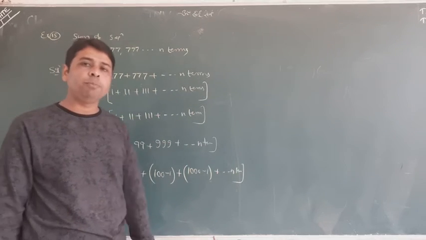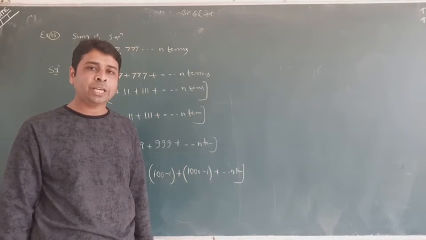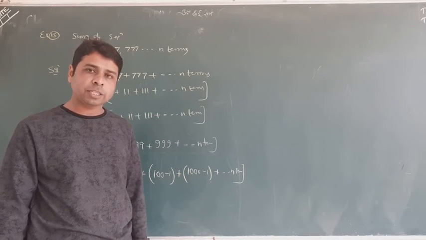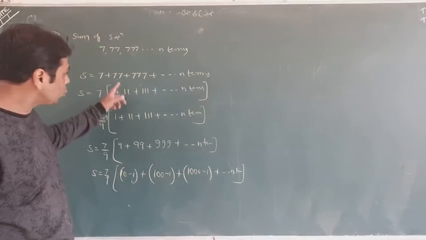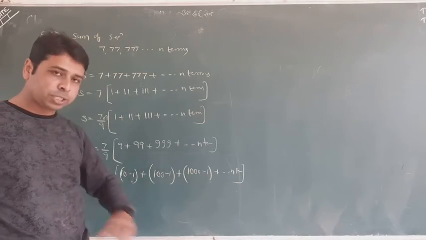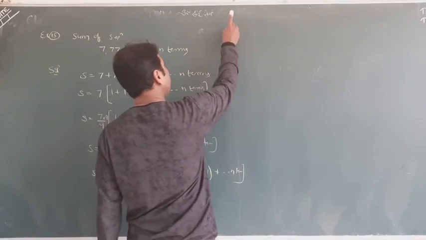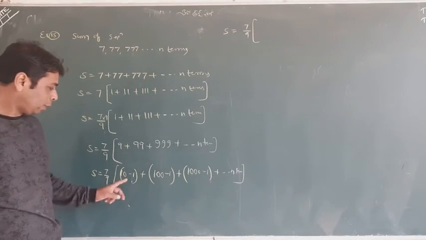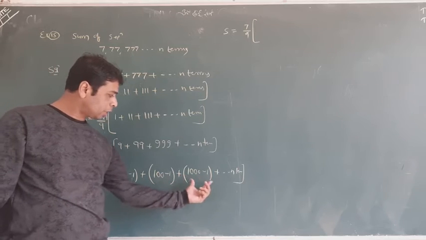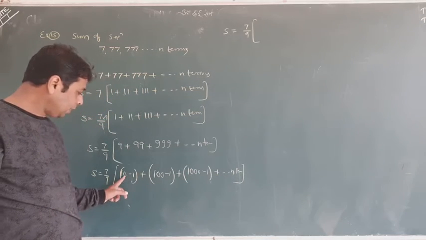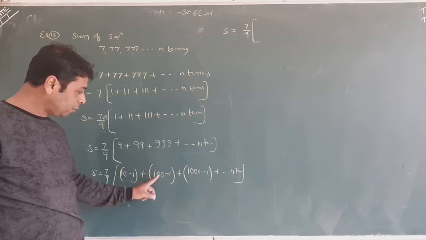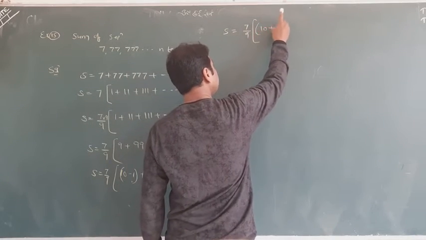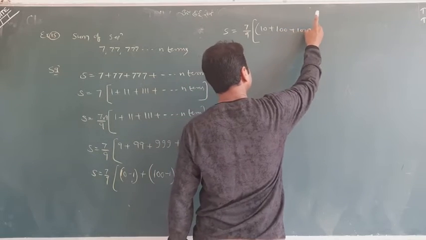Why are we doing so? Because I am turning and changing the expression into a GP, since we have already seen the sum of n terms of a GP. It was not a GP, but now the situation is coming into a GP. After this, 7 by 9 is already written outside. Collect 10, then 100, then 1000 till n terms.